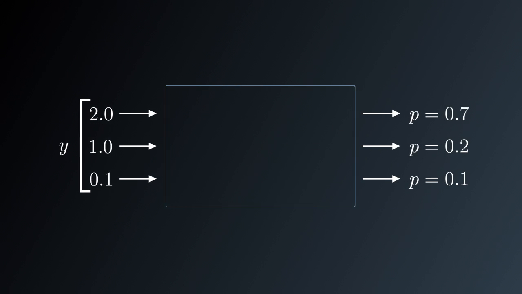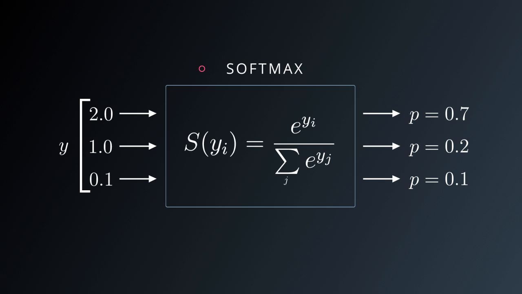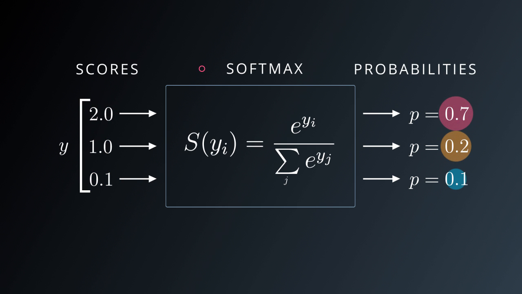The way to turn scores into probabilities is to use a softmax function, which I'll denote here by S. This is what it looks like. But beyond the formula, what's important to know about it is that it can take any kind of scores and turn them into proper probabilities. Proper probabilities sum to 1, and they will be large when the scores are large, and small when the scores are comparatively smaller. Scores in the context of logistic regression are often also called logits.